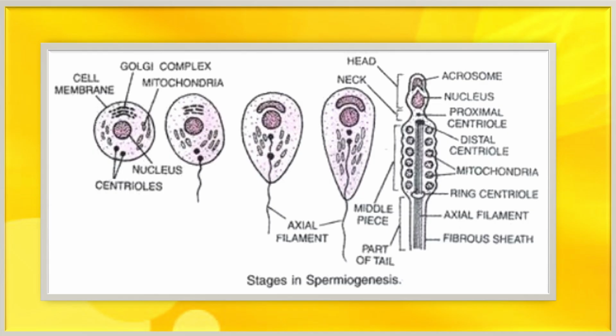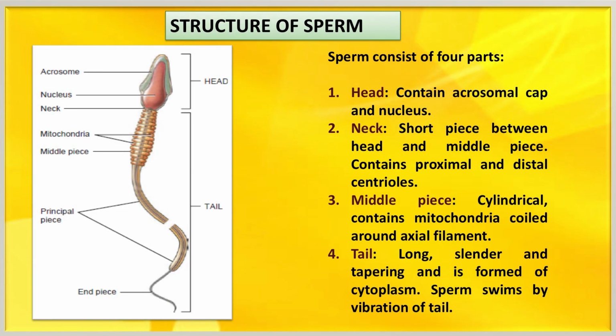Here, look at the changes we discussed in the diagram. At first there is a round non-motile sperm which is gradually changing into a functional sperm. These are the different stages of spermiogenesis. The acrosomal cap is formed, the distal and proximal centrioles are repositioned, and the mitochondrial sheath is rearranged around the axial filament. Finally we get a structurally functional sperm. This is the structure of the mature sperm which is formed after spermiogenesis.